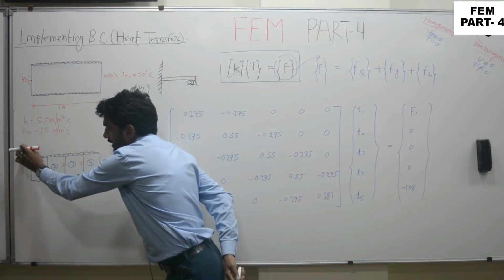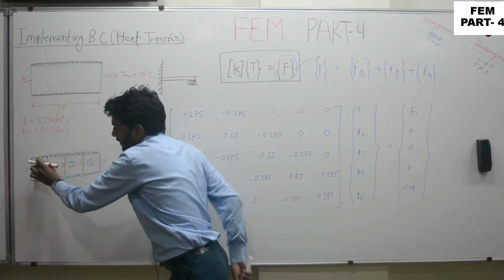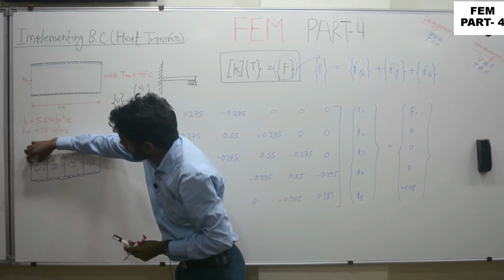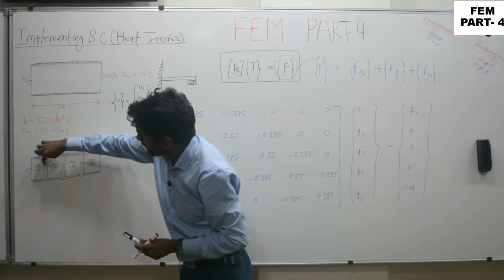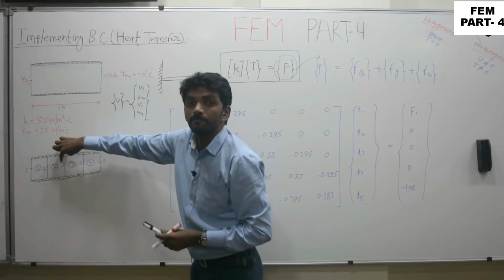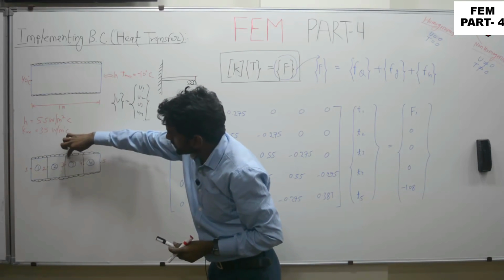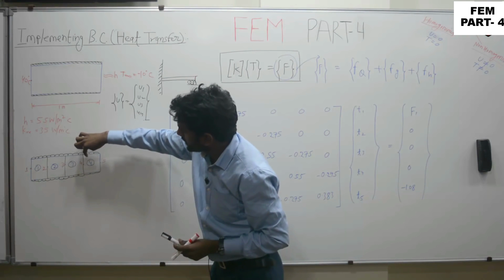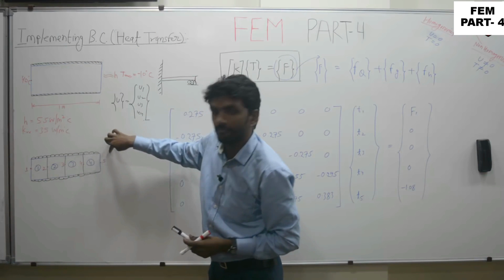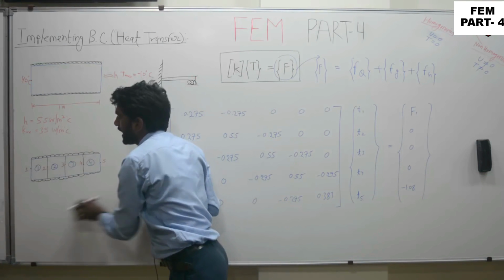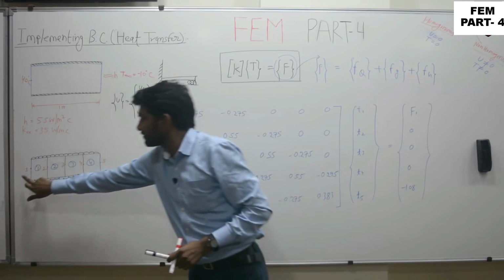Correspondingly, we have numbered the nodes starting from the left. Part 1 has node 1 and node 2, then node 2 is shared between part 1 and part 2, so part 2 has node numbers 2 and 3. Part 3 has the common node between part 2 and part 3, so it's 3 and 4. Then similarly part 4 has the common node between 3 and 4, so it's 4 and 5. It means we have 4 parts and 5 nodes.